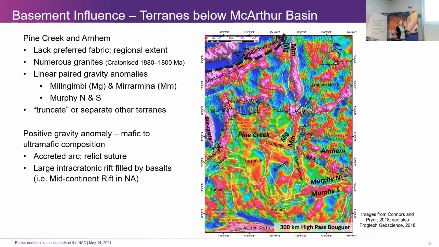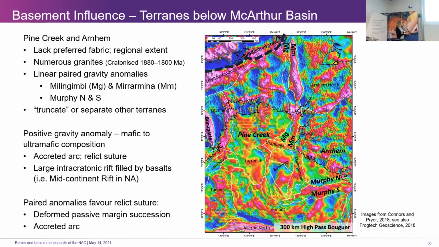A big positive gravity anomaly like that, and the Murphy one to the south isn't as strong, but we immediately start thinking about mafic or ultramafic composition rocks. We can start thinking there was an accreted arc, or it might be a relic suture where we had oceanic crust caught up in a collision, or a large intracratonic rift that would have been filled with basalt. But the fact that on both of these we see a paired gravity anomaly, a negative anomaly and a positive anomaly, makes me think more it's a relic suture.